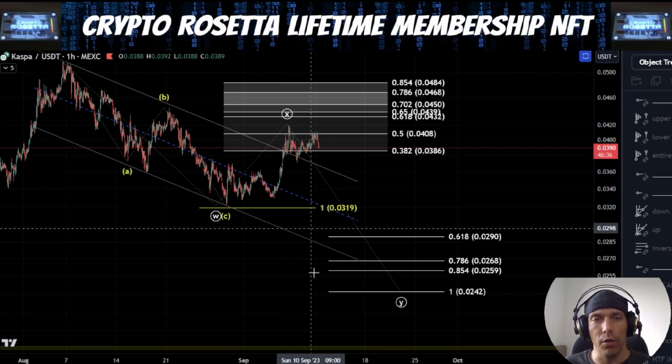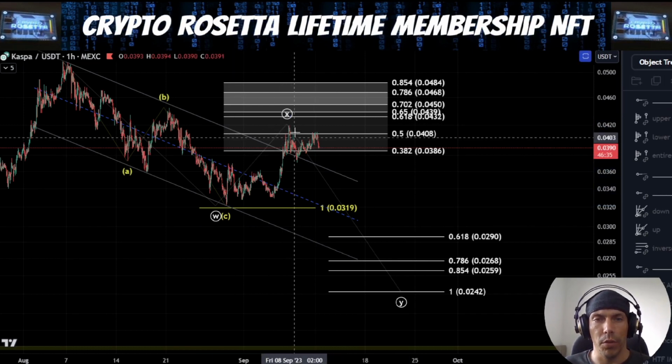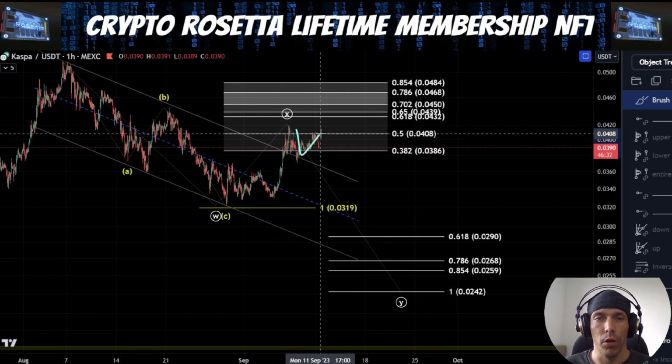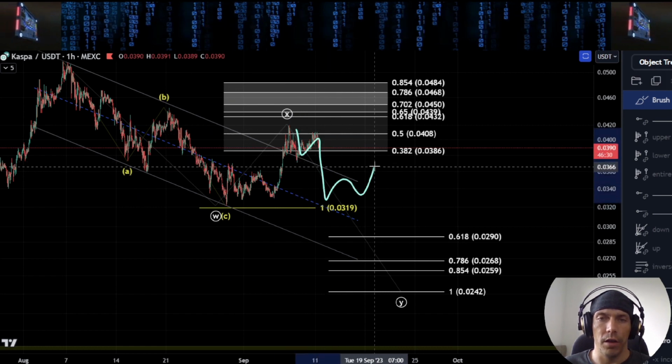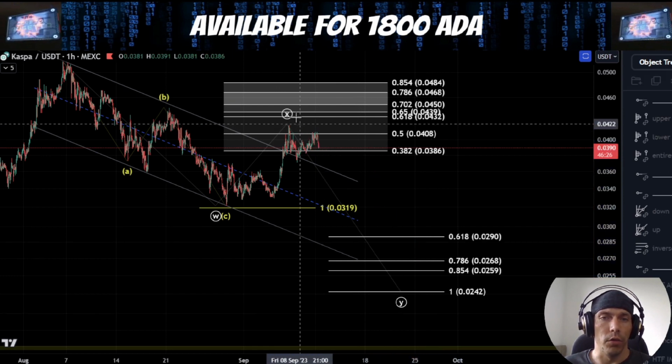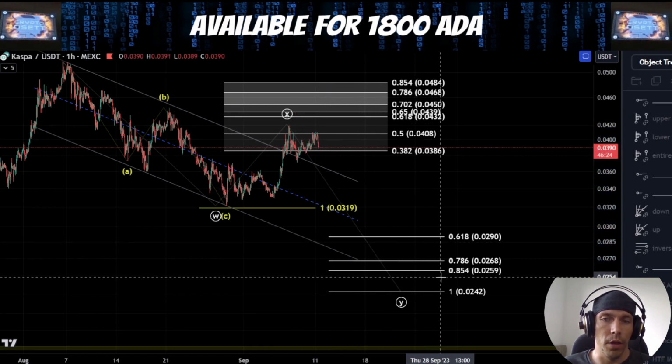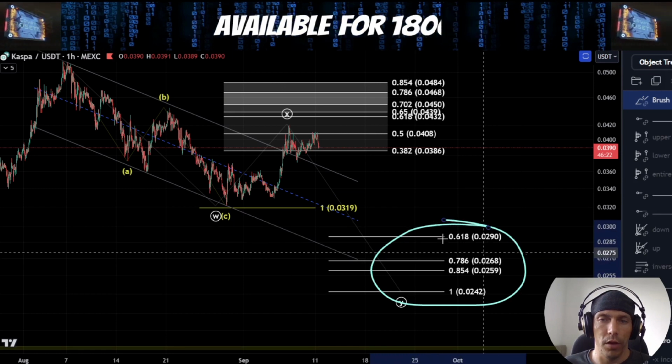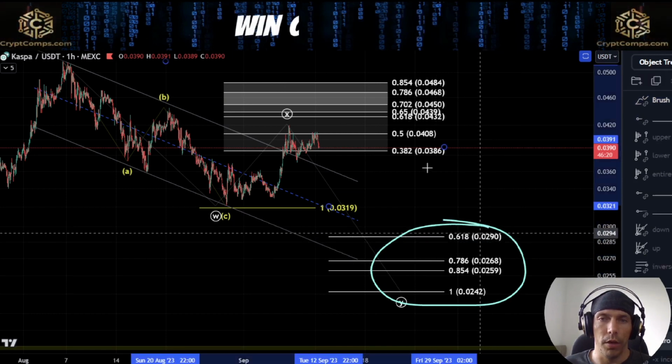The key difference here is in a Y wave, what we'd be expecting is corrective structure. So something like an ABC, then another 3-wave move up, and then another 3-wave move to the downside. So A, B, and C effectively. Looking for these lower targets here. Minimum requirement would be here towards us.